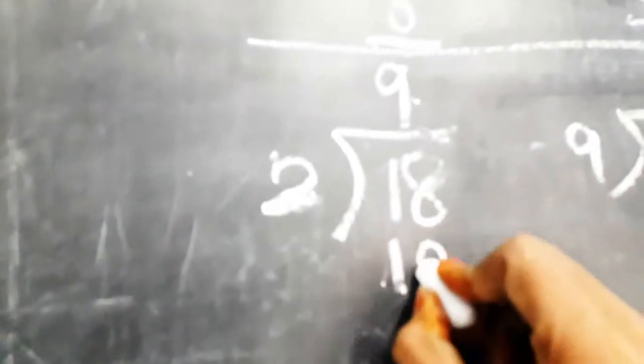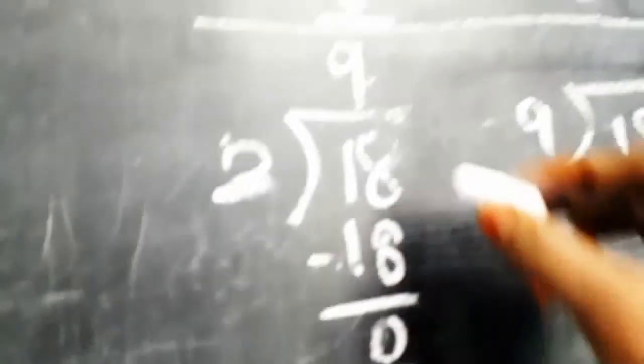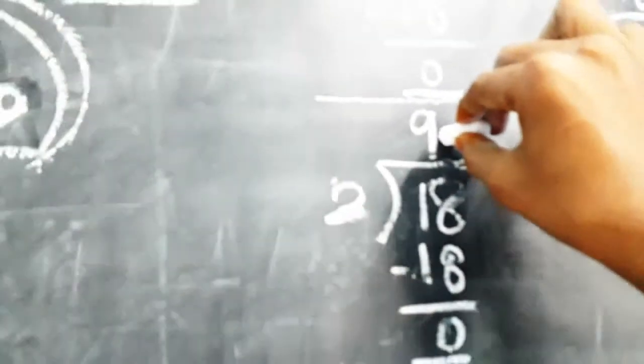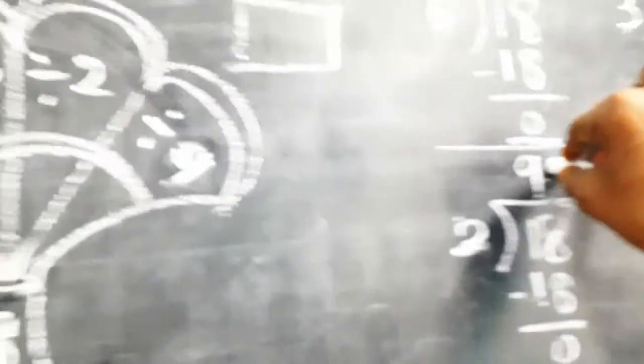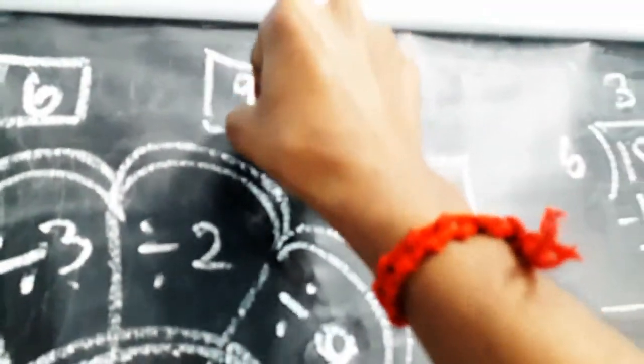9 2s are 18, so you write 18 in the dividend. Now we subtract 18 minus 18, which is 0. So the answer is 18 divided by 2 is equal to 9.